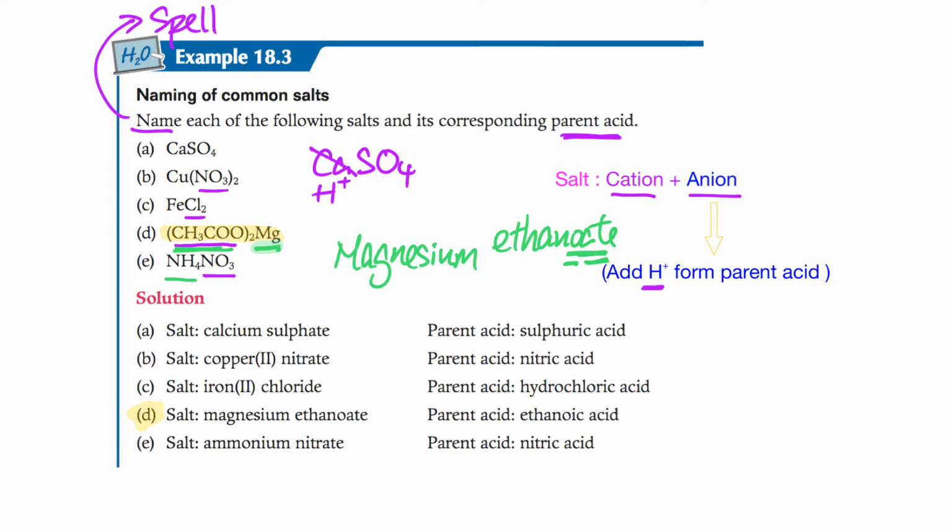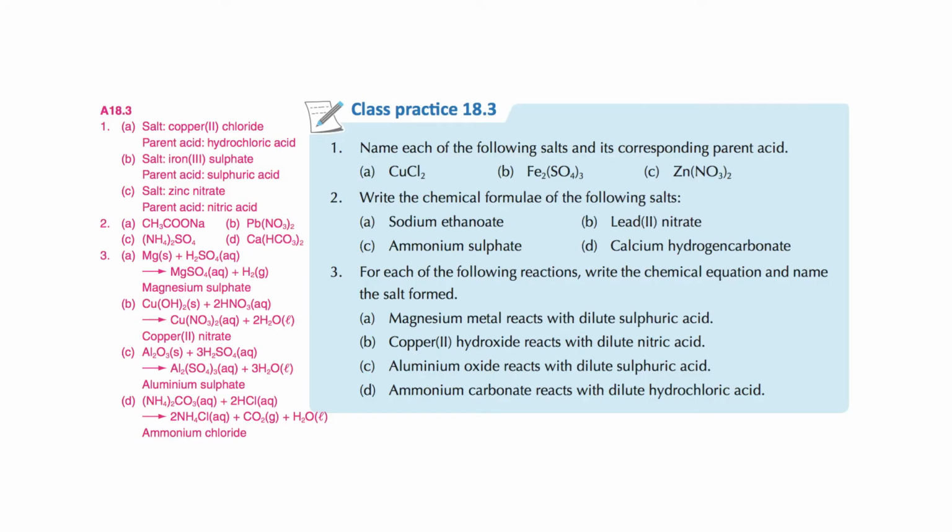And also this one is maybe complicated for you. The NH4 is called ammonium, which is NH4+. And then nitrate ion. Ammonium nitrate. So class practice 18.3. You can also have a look at this, but I think the most important one, again, should be the organic salts. For this exercise, I think you will be able to do that on your own.